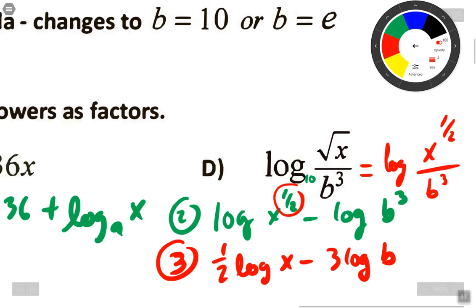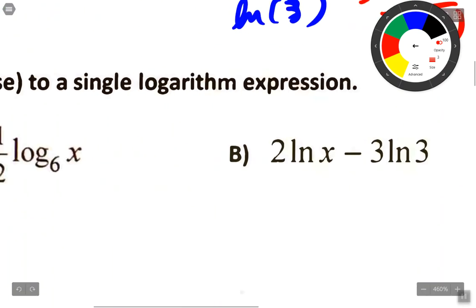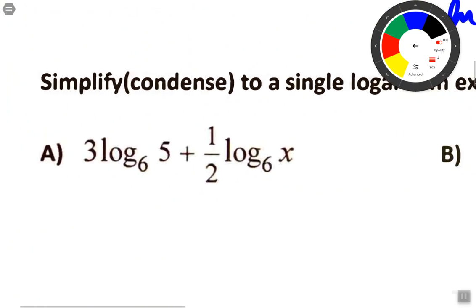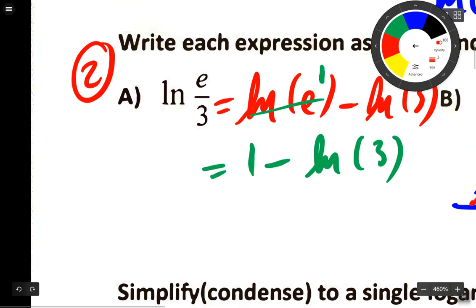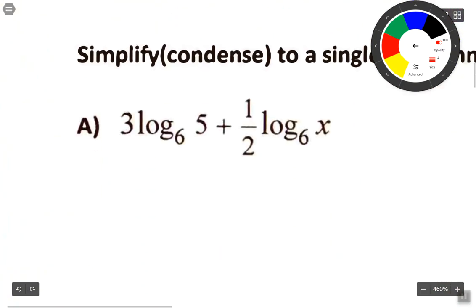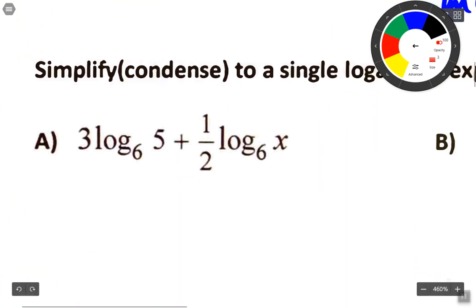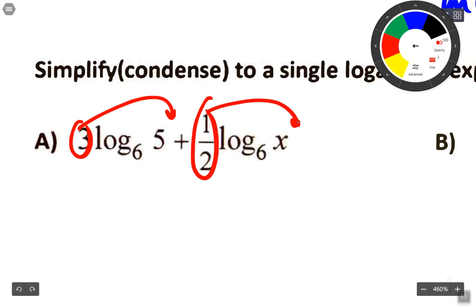All right, moving right along. Now, simplify. This is condense. Notice what that was, this was expand. Now we're going to simplify. So look at A. First off, if there's a coefficient, do you need to make it a power? Take this, make it go here. Take this, make it go here.